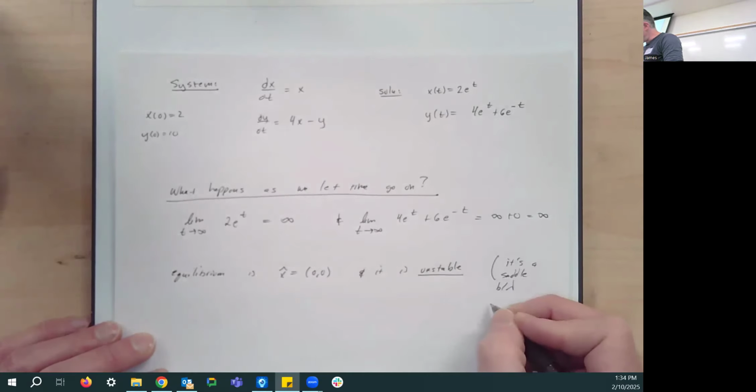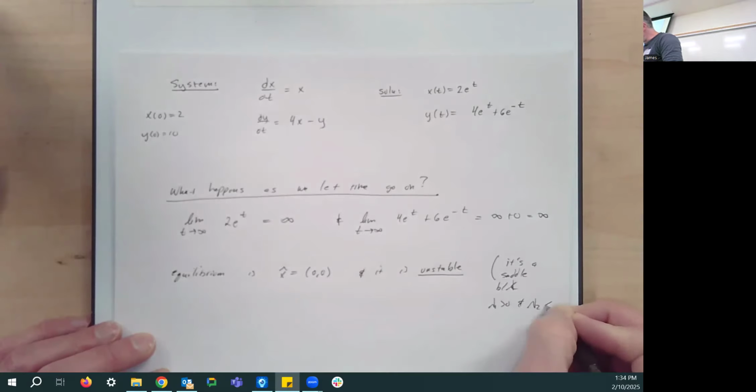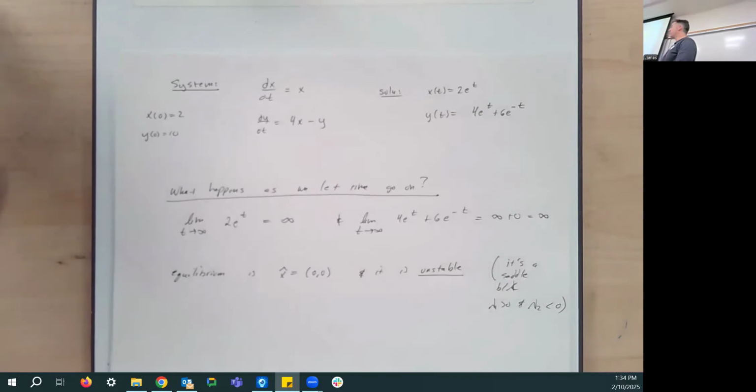Because one of our eigenvalues is positive and one of our eigenvalues is negative. Whereas in the last class, both of our eigenvalues were positive and we had what was called an unstable node. Don't worry if you don't remember that. We're definitely going to go over all the classifying probably on Wednesday.